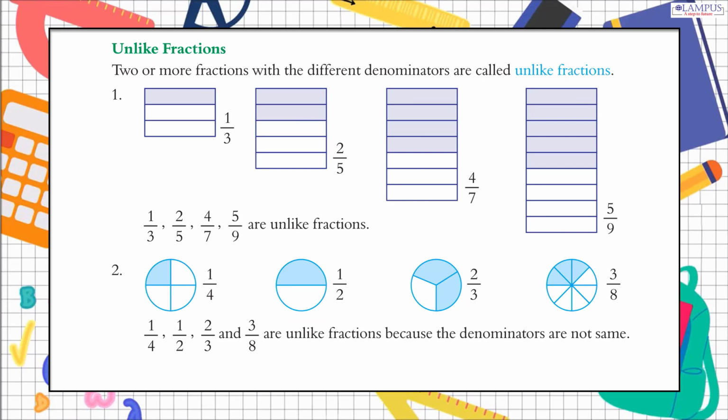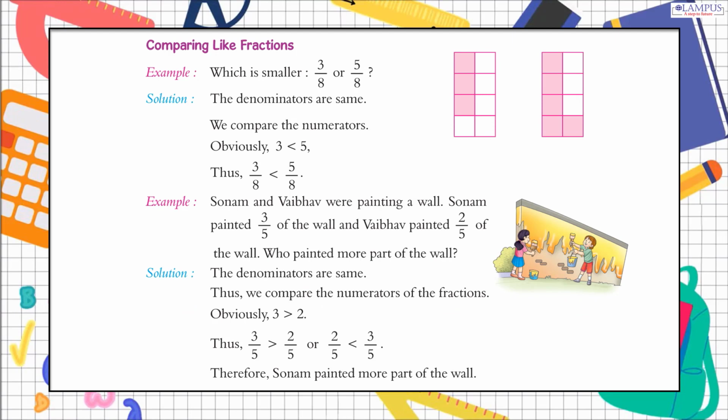Unlike fractions. Two or more fractions with different denominators are called unlike fractions. 1. 1 by 3, 2 by 5, 4 by 7, 5 by 9 are unlike fractions. 2. 1 by 4, 1 by 2, 2 by 3 and 3 by 8 are unlike fractions because the denominators are not same. Comparing like fractions.